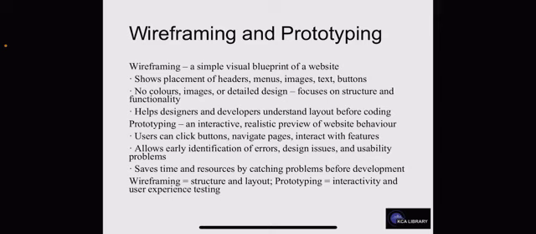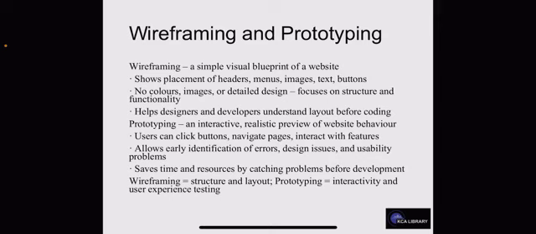Now let's move on to wireframing and prototyping. What do we refer to as wireframing? It is a simple visual blueprint of a website, just like we know what a blueprint is of a building. It shows placements of headers, menus, images, text, buttons, with no colors, images, or detailed design. It focuses on structure and functionality. That's what wireframing really revolves around, and it helps designers and developers understand layouts before they start coding.